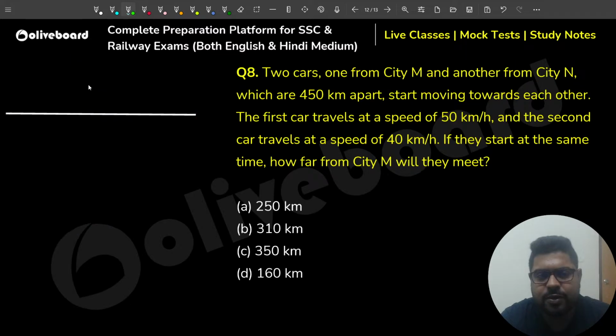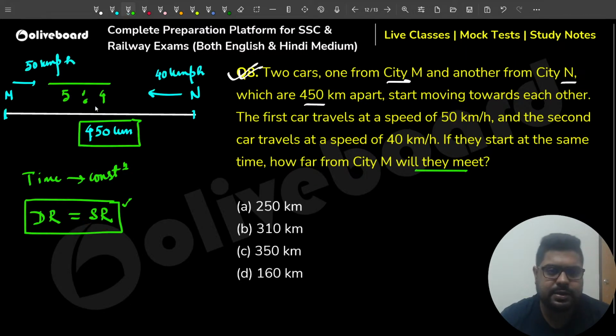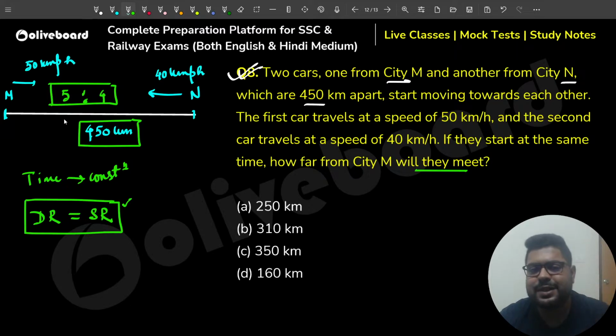5:4. Same will be the distance ratio. So this distance will also be in that ratio if they meet here. So 5:4, meaning 9 parts of 450. One part is 50. So 5 fives are 250 kilometers this distance and 200 kilometers this distance.